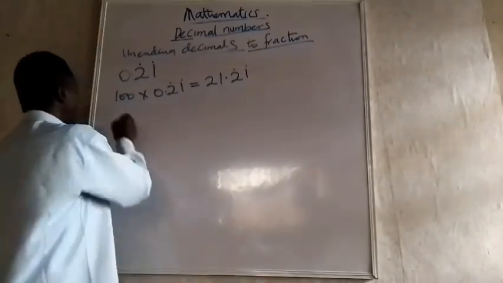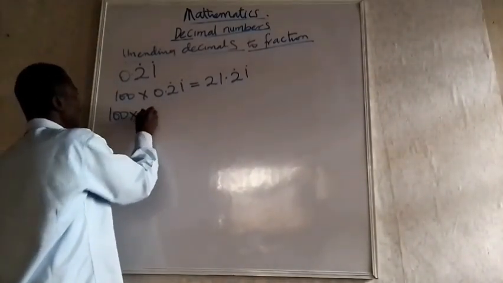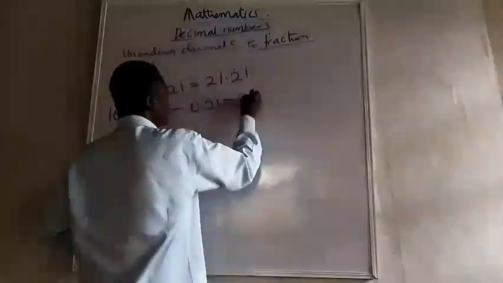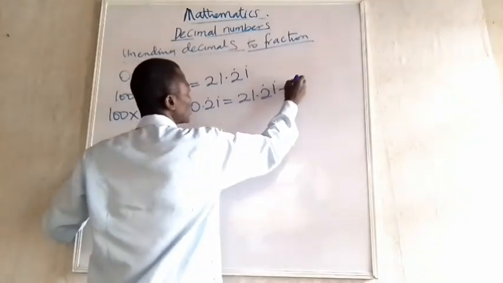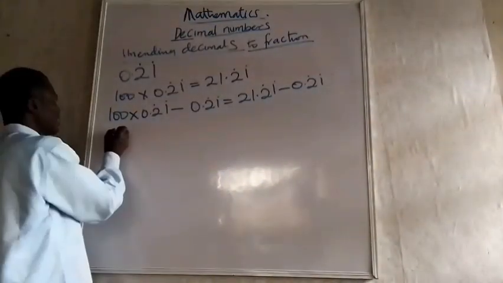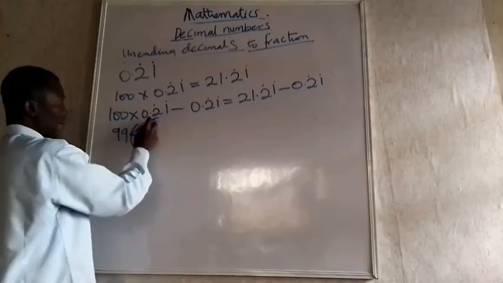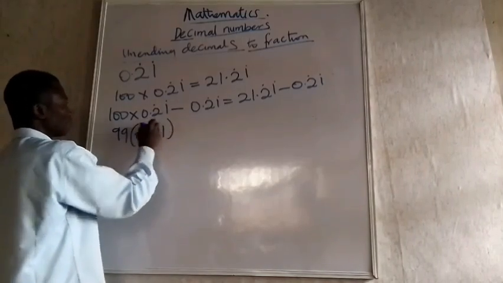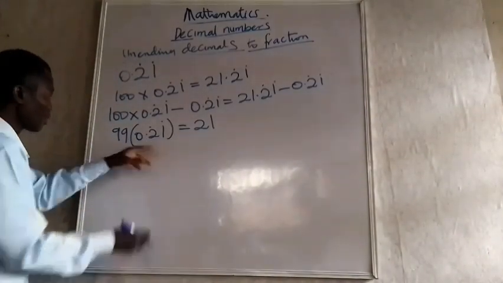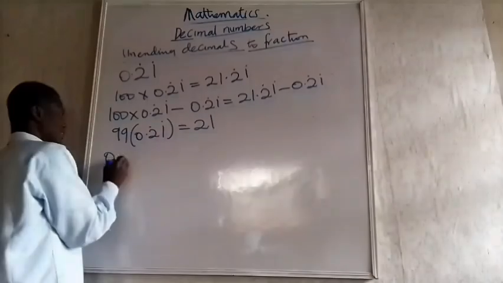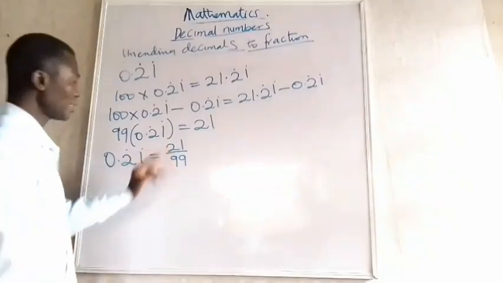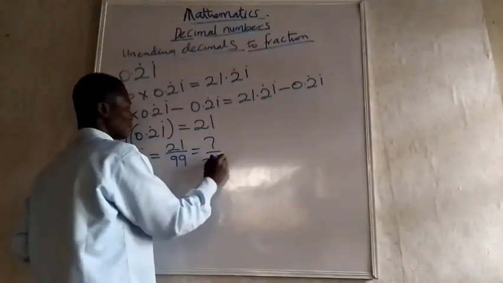So it's going to be 100 times 0.21 minus 0.21. You see, it's going to be 21.21 minus 0.21 recurring. So this will now give me 99 times 0.21 recurring, because by the time I subtract that one, it's going to give me 21. Now this number, because this is what we are trying to express as a fraction, I will have it outside, like 0.21 recurring will equal 21 over 99. So 3 here, I have 7; 3 here is 33. So you can see how simple it is.